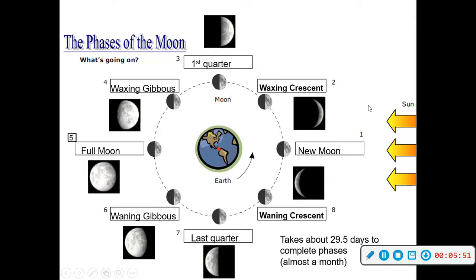And this goes around in a counterclockwise direction. So it will always be the same phases in this order. Just remember the position next to the sun is always a new moon, and then it goes around in that order counterclockwise. So I could change the side where the sun is, and it would just be the same thing in the opposite direction.